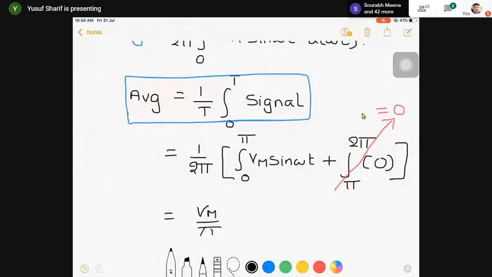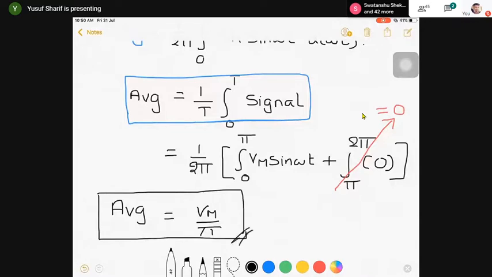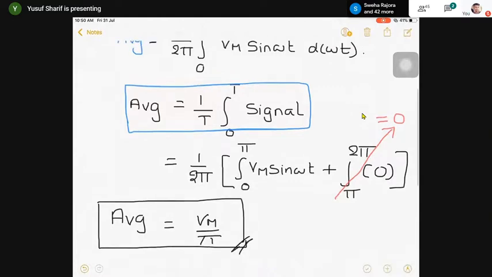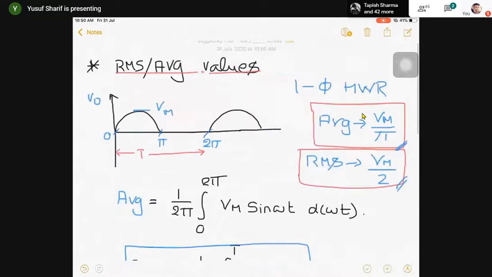I should not derive this. It should not take this much time. If I simply said it, I would add this part, and that value is Vm by pi. And keep this in your mind always: the average value for a half-wave rectifier is Vm by pi. This should always be in your mind. Okay, what about the RMS value now?